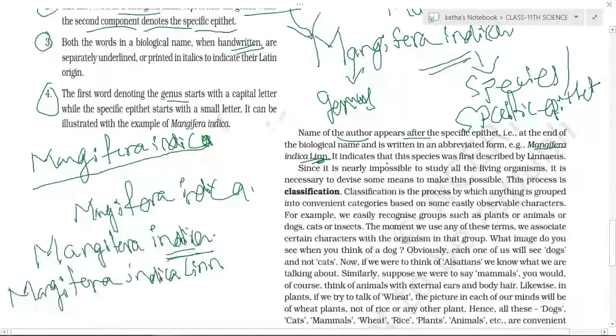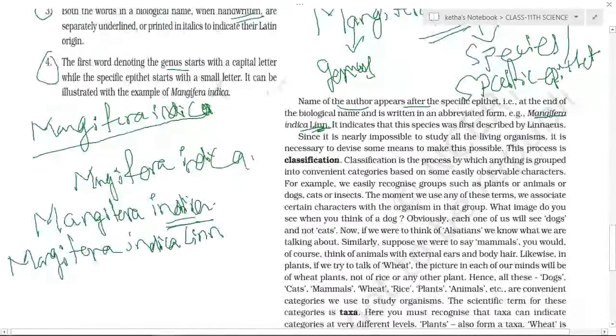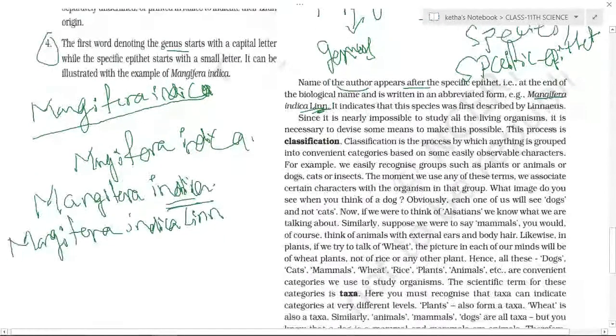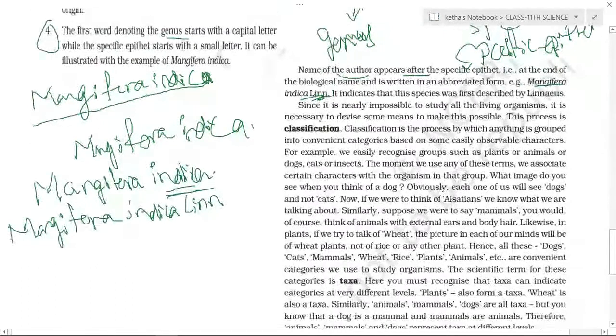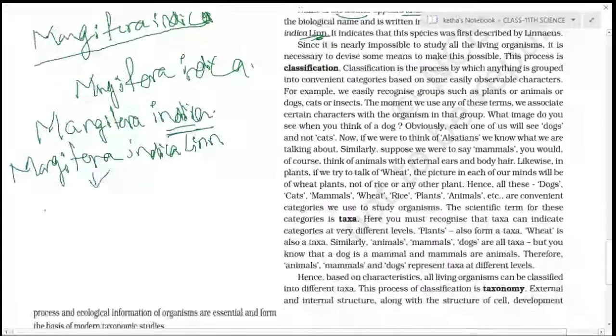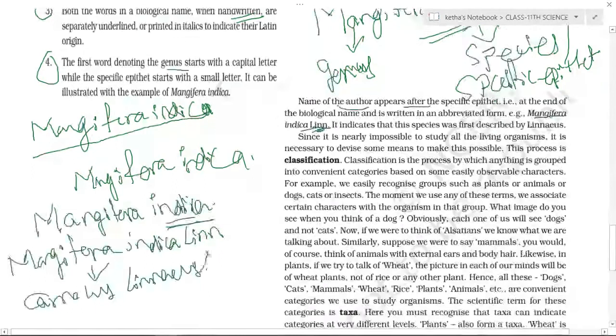It indicates that this species was first described by Linnaeus. So this species was first described by Carolus Linnaeus. He is the scientist who first described the scientific name Mangifera indica.